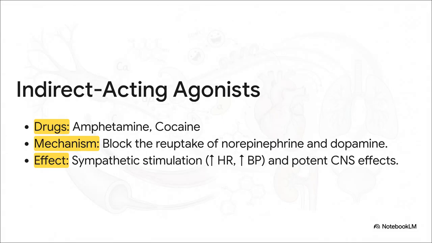And the classic examples here, amphetamine and cocaine. What they do is block that net reuptake transporter we talked about way back in step 5 of neurotransmission. By plugging up that vacuum cleaner, you leave way more norepinephrine and dopamine floating around in the synapse. And that leads to some very powerful stimulation, both in the sympathetic system and in the brain.